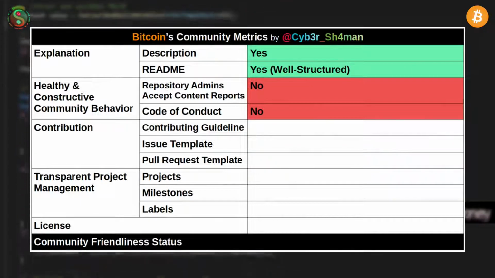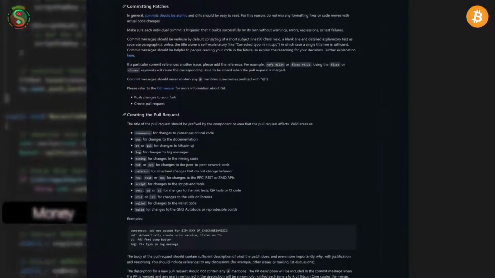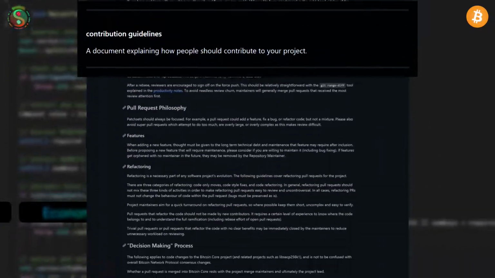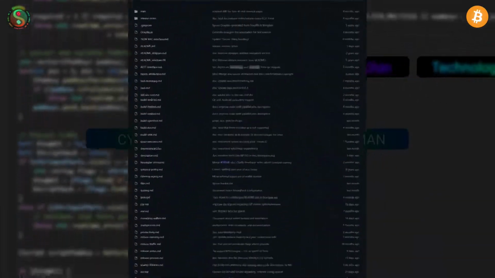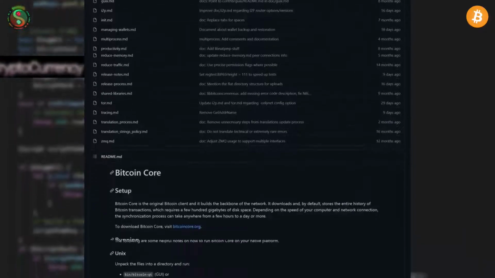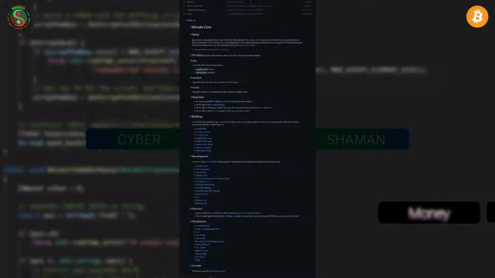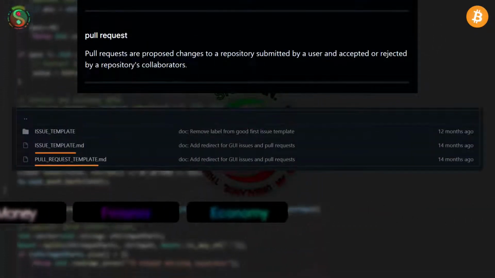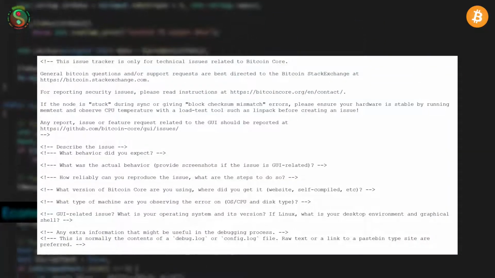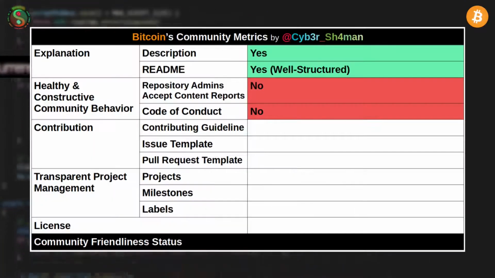Let's analyze the contribution metrics. The repository has a well-structured, explanatory, and comprehensive contributing guideline. And if you are serious about contributing, there is a lot more help for you. In fact, it can be an example for a lot of other projects. Talking about contribution and example, the repository has both pull request template and issue template, meaning they have customized and standardized the information they like contributors to include when opening issues and pull requests in the repository.